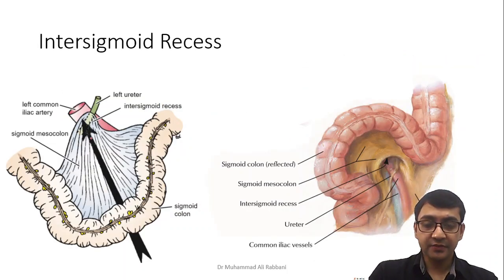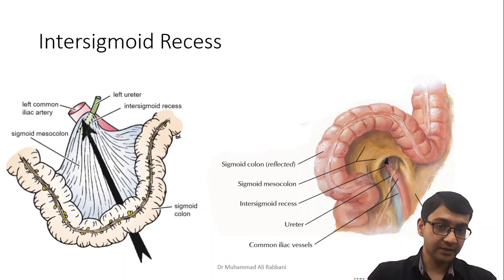Sigmoid colon attachment was V shape, inverted V shape. So if we pick up the sigmoid mesentery, the space that is beneath this V is known as intersigmoidal recess. If we pick up the sigmoid colon, you can see that intersigmoidal recess right here.